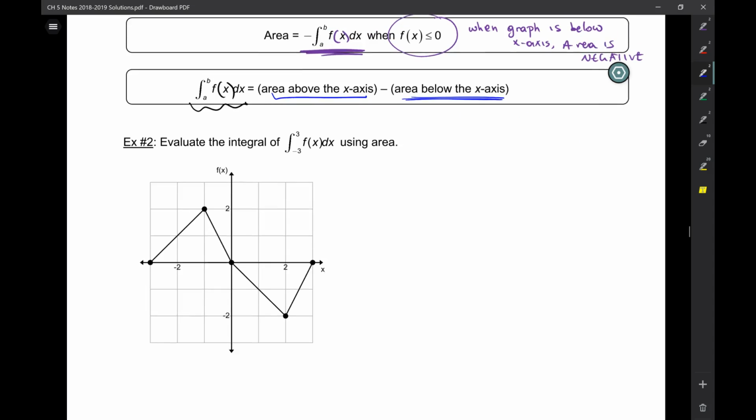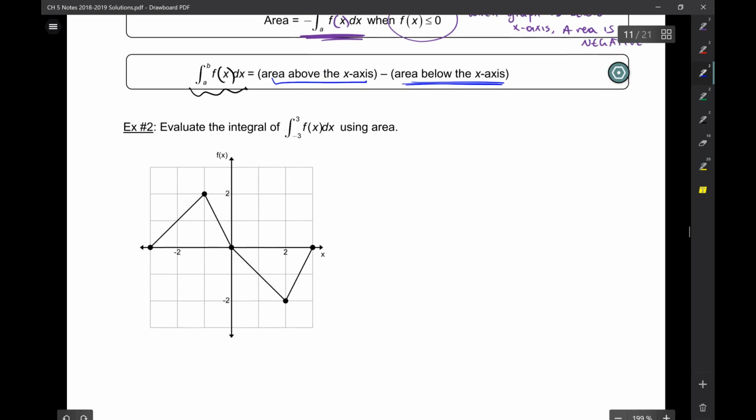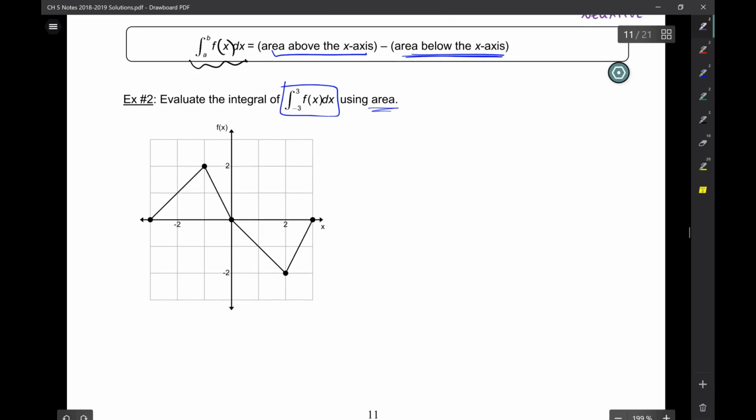Okay, so let's do this one. Evaluate the integral of this. So basically, I want to find this, meaning I want to find the area here. This is f of x dx, and I want to find the area. Okay, look at what I have here. Triangle, triangle, triangle. So many triangles everywhere. Okay, so it says using area. So what I do is I split it up into triangles of which I can find the area. Best case scenario, right triangles.